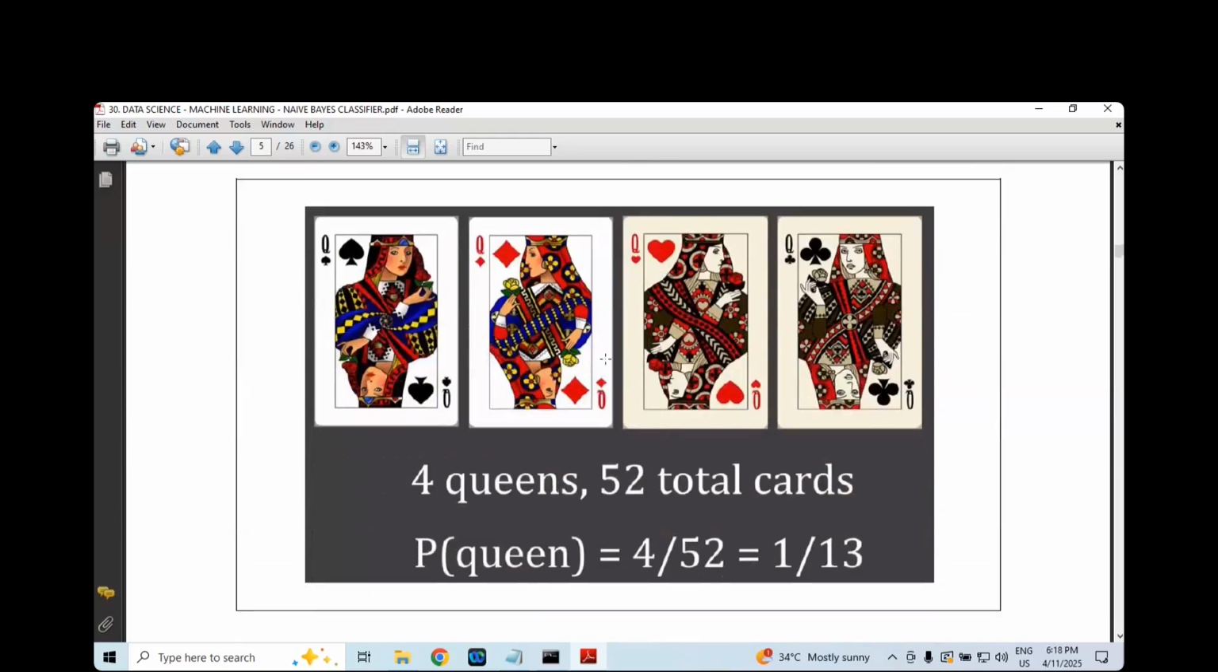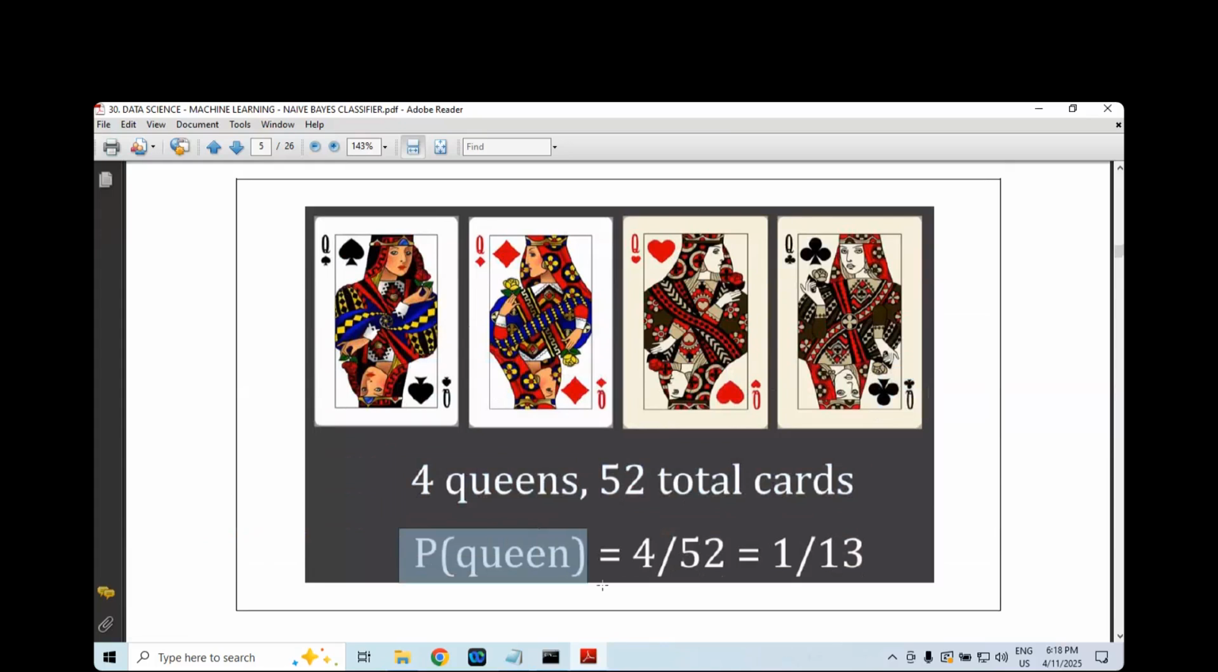Then there are a total of 4 madams. Sir, any idea what this symbol is? This one? Okay, good. Then there are 4 queens. Total how many cards? 52. These are fixed, right? Make a note on this.